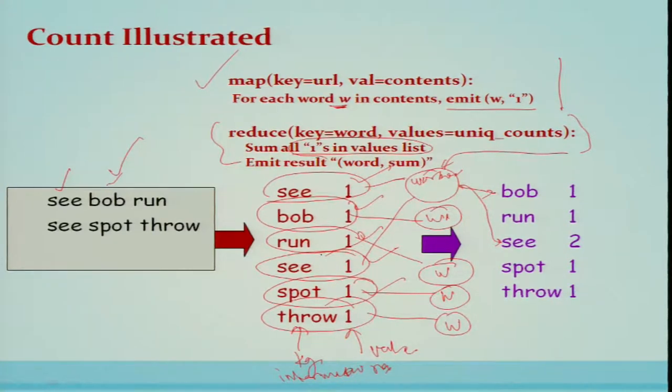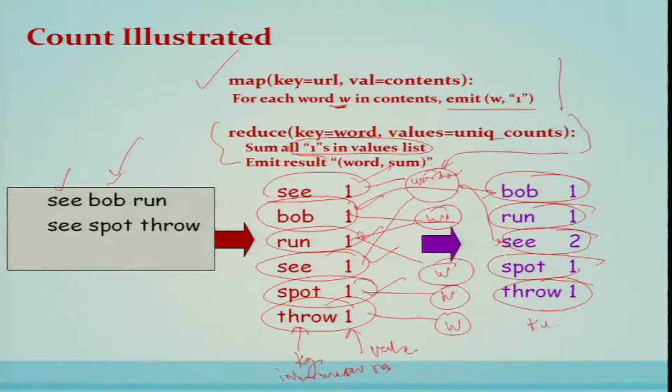So in this list there are 2 times 1 is coming, so C will be output as 2, whereas Bob is only 1 occurrence, so Bob will be output as Bob 1. Run also will do the same thing, spot also and throw also. So just see that output also is in the form of a key value pair.